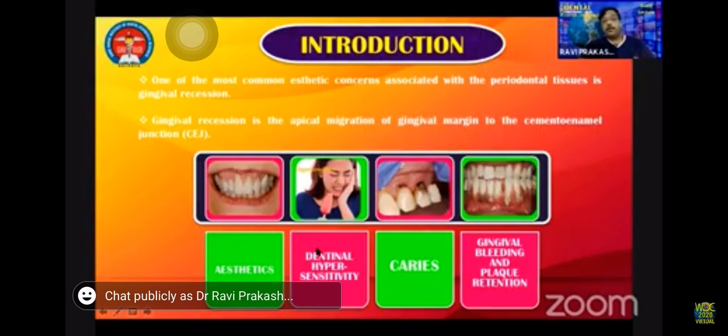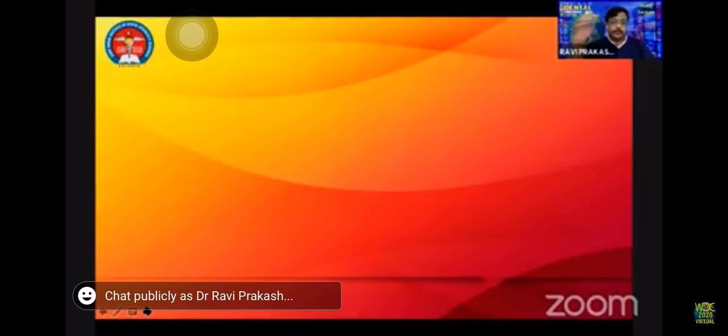In case of root exposure, in the cervical area there will be a thin amount of cementum, and due to the erosion of the cementum, the underlying dentin will be exposed, and dental hypersensitivity will be there. And caries: the cemento-enamel junction is the most prone area for the deposition of plaque and calculus, which in turn leads to caries. Also gingival bleeding, which is again due to plaque and plaque retention.